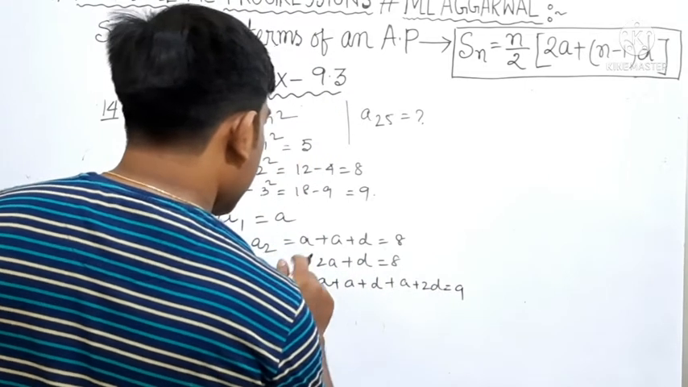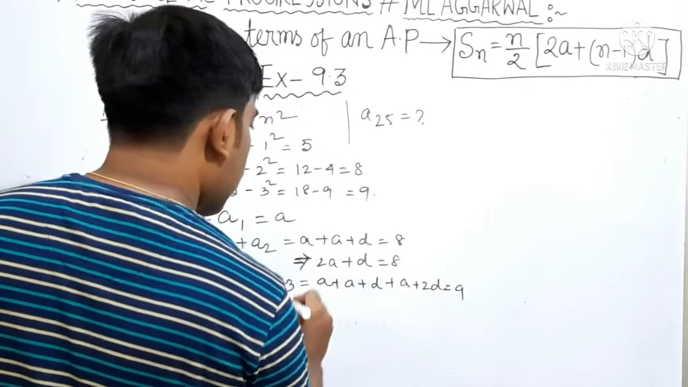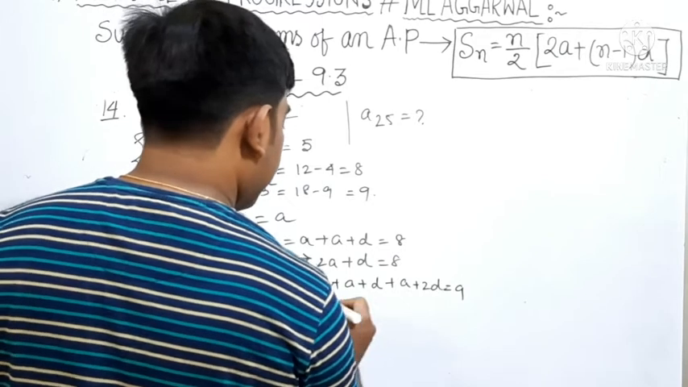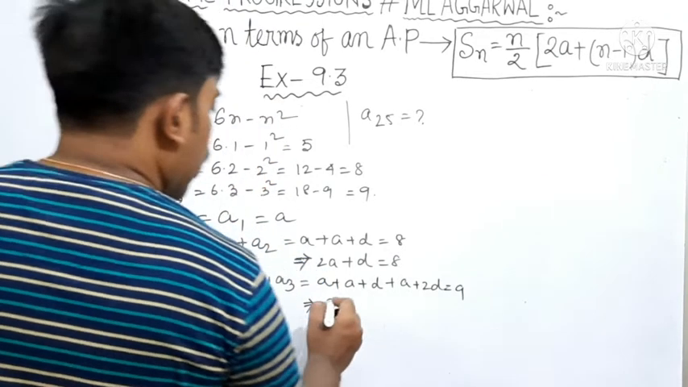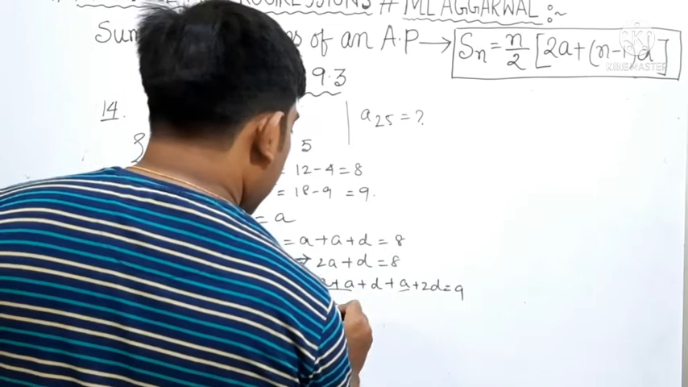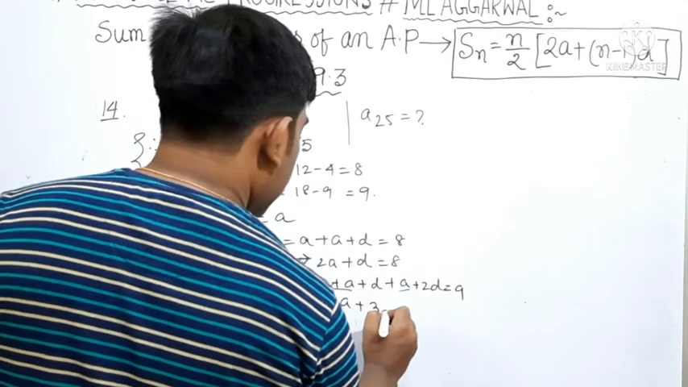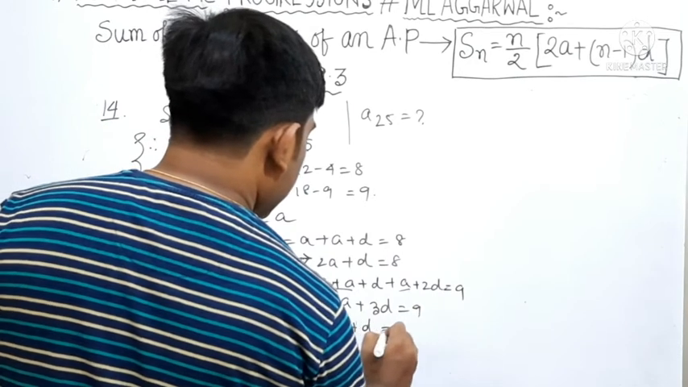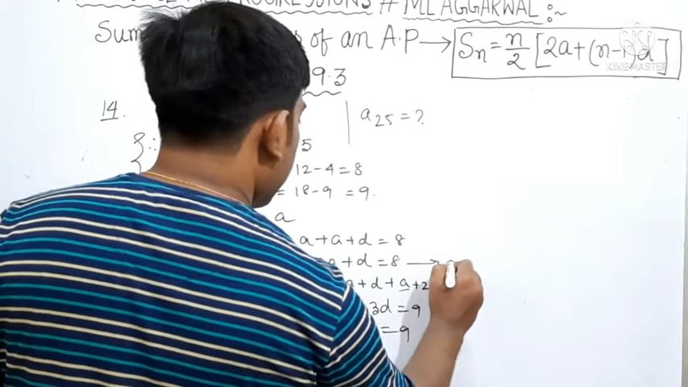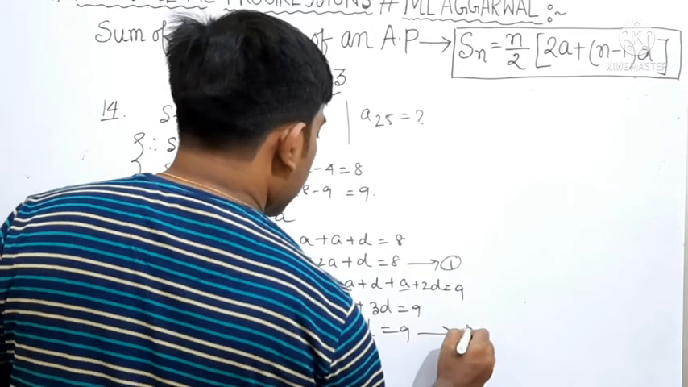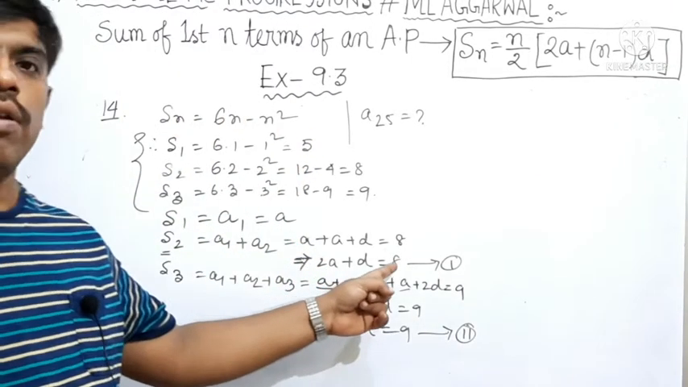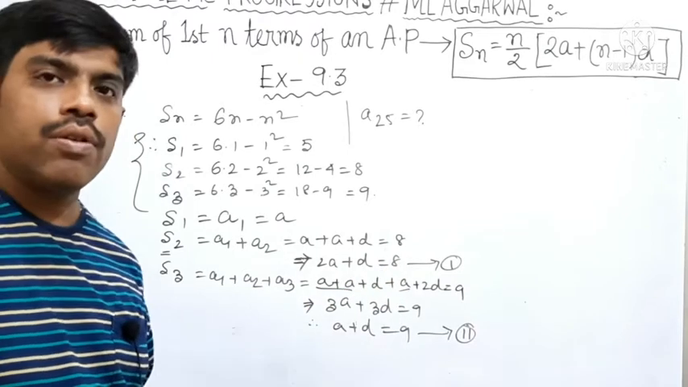So from here we can write it as 3a plus 3d is equal to 9. Therefore a plus d is equal to 9. So we get two equations. Here 2a plus d is equal to 8, and here a plus d is equal to 9.